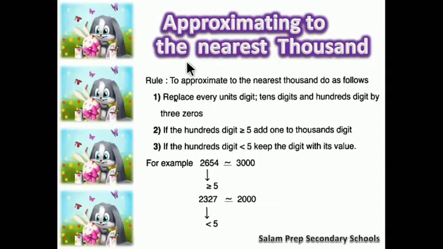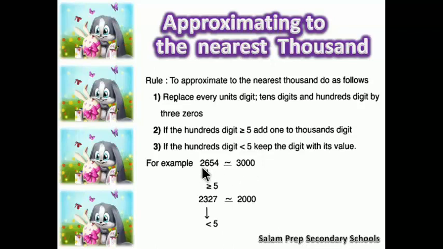Approximate to the nearest thousand. Look at these examples. The first one, 2,654 is approximated to the nearest thousand. Nearest thousand means please go to thousands place, okay? We will focus on thousands place. Before thousands is hundreds, tens, units. We will put 0 in units, 0 in tens, 0 in hundreds, okay?